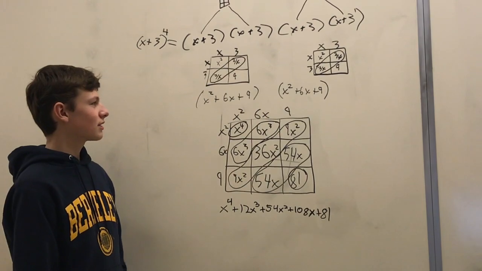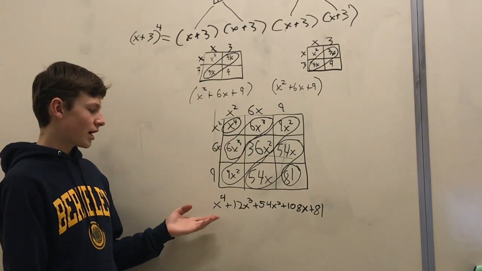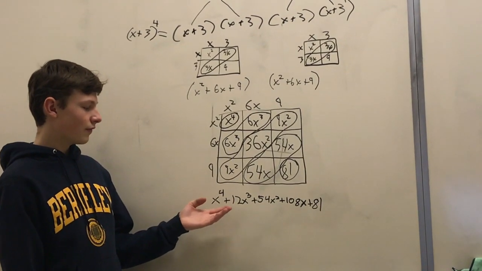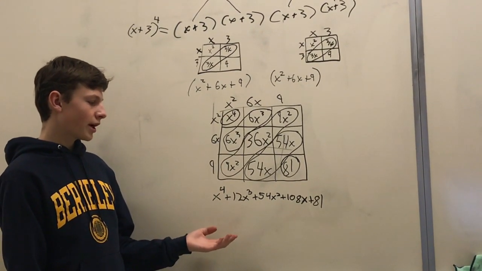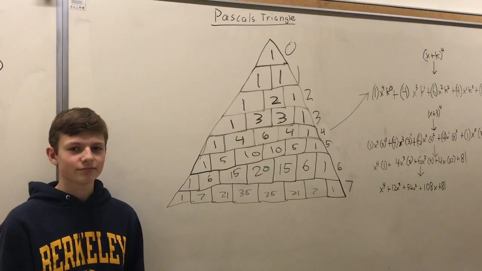After the long process of completing 3 individual squares, we have our final answer, x to the 4th plus 12x to the 3rd plus 54x to the 2nd plus 108x plus 81. As you can see, both of our answers are the exact same from both completing the square and Pascal's triangle.